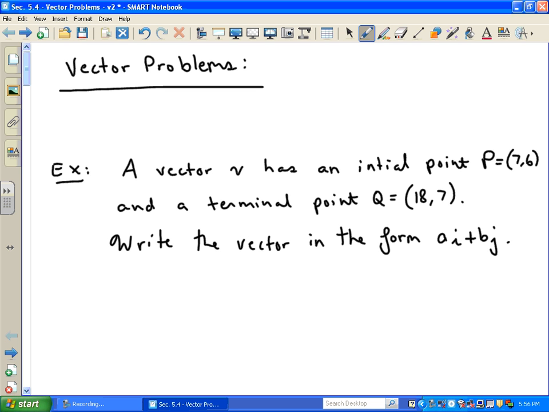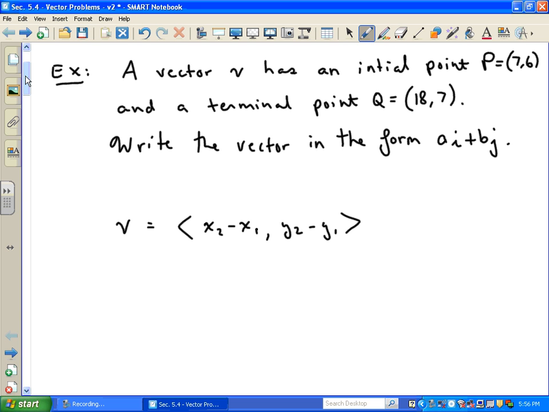What we want to do here is take the definition from earlier of a vector. The definition was if you have a vector and you're given the initial and terminal points, then to denote the vector you subtract the x values and then you subtract the y values. In this particular problem they want the answer given in the form ai plus bj, so this is the form that we'll want to use.